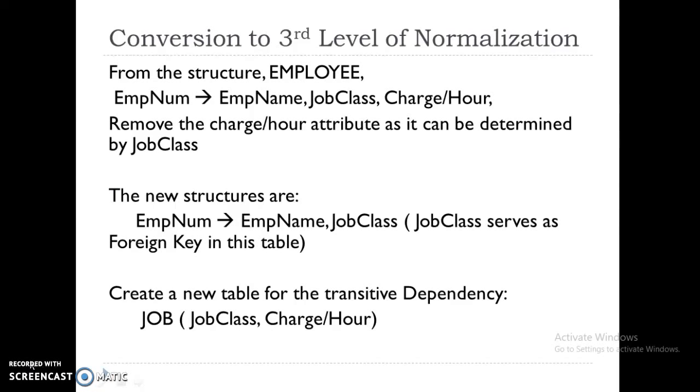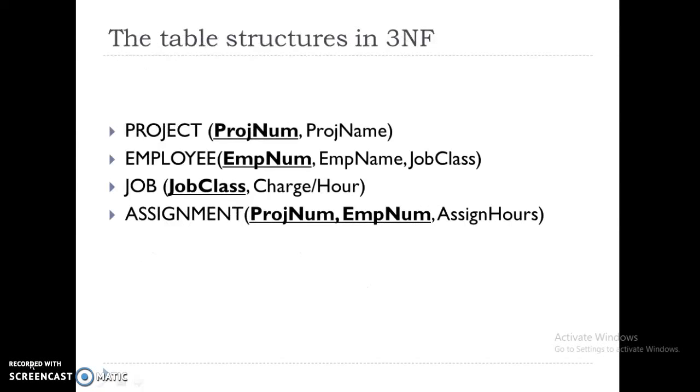Our existing employee table will now be converted into two smaller tables. Employee number helps determine the employee name and job class. This is one particular new employee structure, and we create one more table called job, wherein job class happens to be the primary key, and this helps in determining the charge per hour.